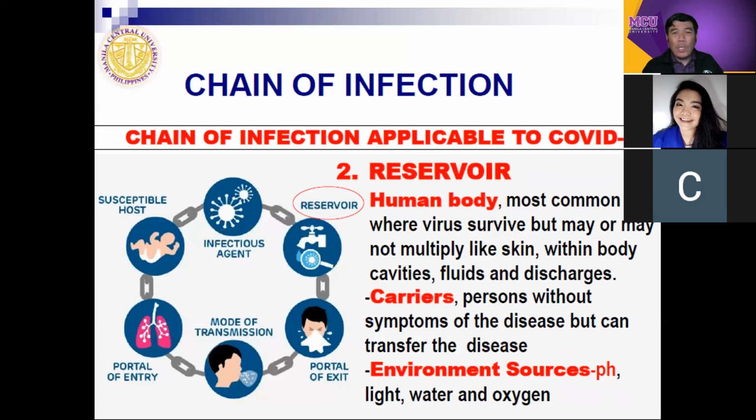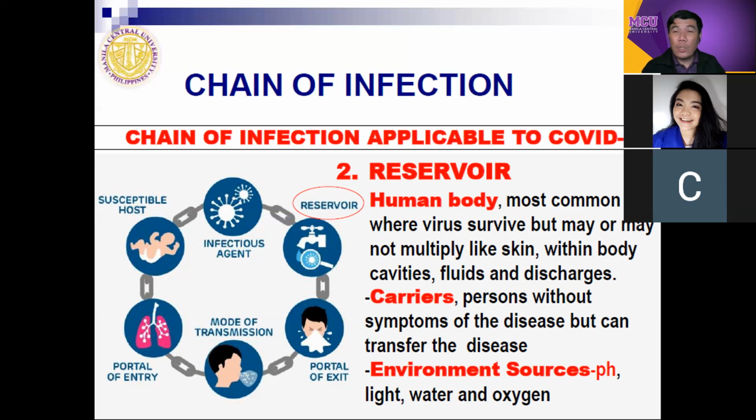Now, we've mentioned this in the reservoir. For COVID-19, the reservoir could be the human body, through the skin, fluids, and discharges. It could be in the blood, in the organ itself, in any bodily fluids, released from the blood or secretions. But moreover, our reservoir is human, which is why we use the term carrier. The person could be asymptomatic but have the disease.